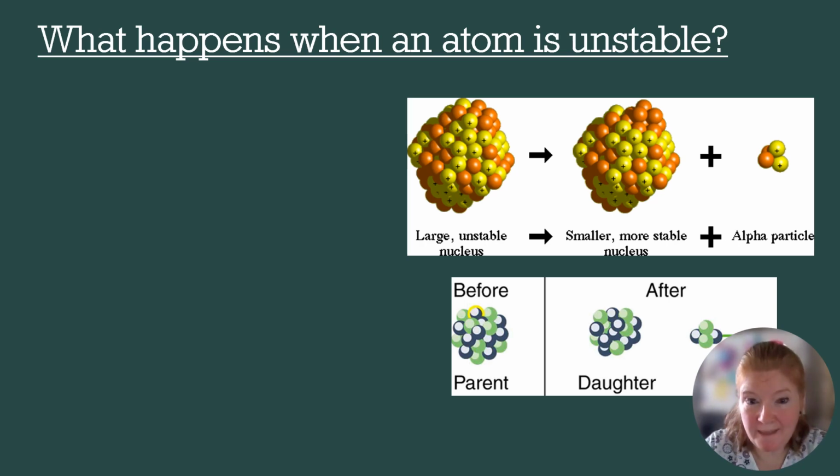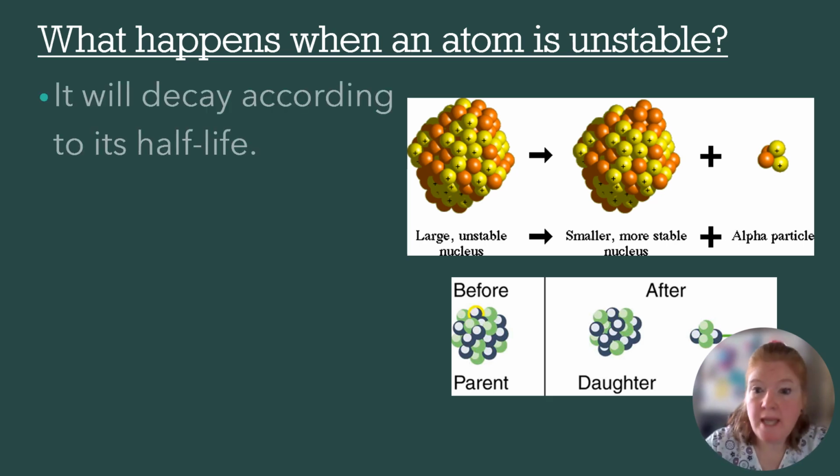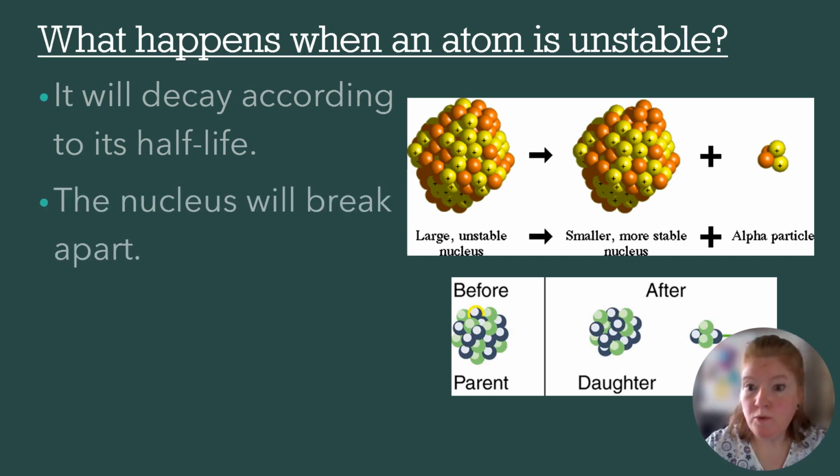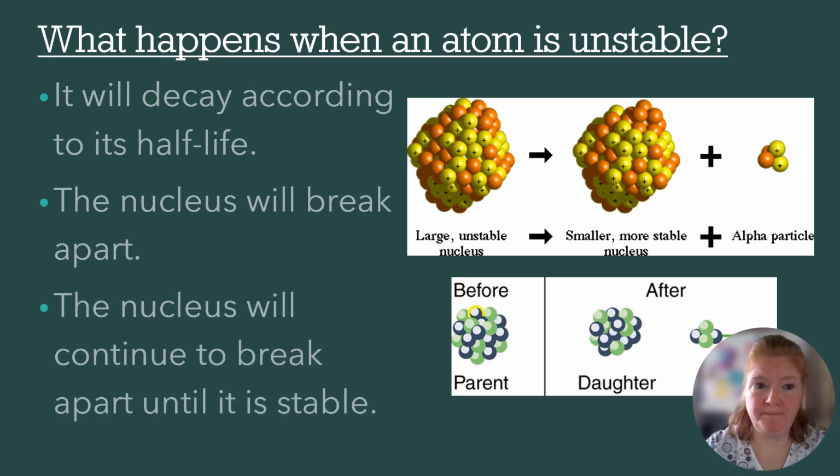All right, what happens when an atom is unstable, when a nucleus is unstable? Well, it will decay according to its half-life, whatever that time frame is. Will it decay in 39 seconds? Will it decay in 12 million years? How long? The nucleus, though, is going to break apart. It's spontaneous. It's natural. The nucleus will continue to break apart until it is stable.